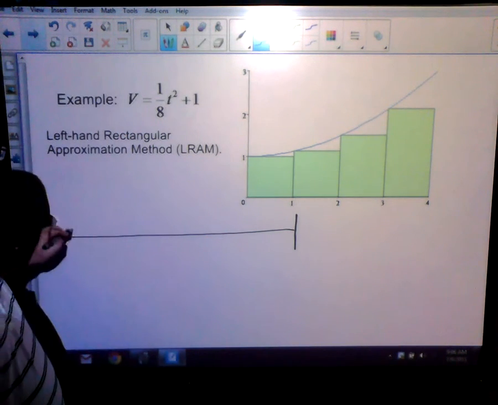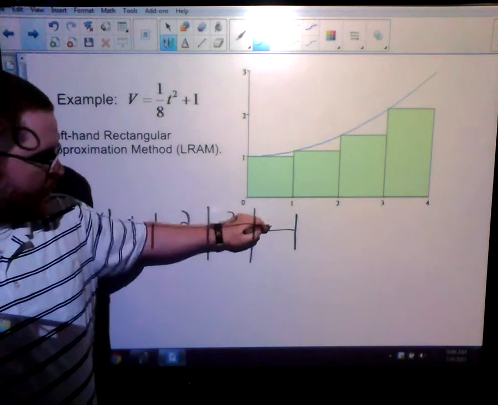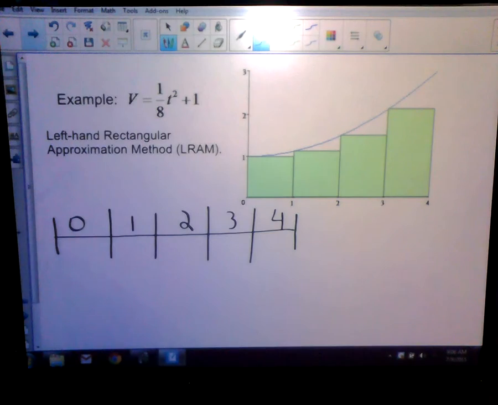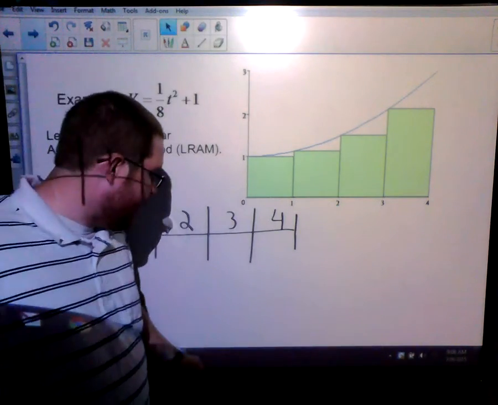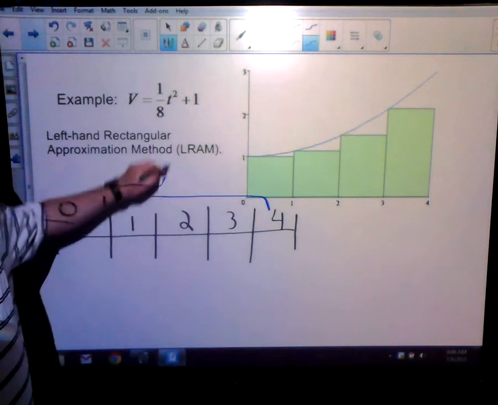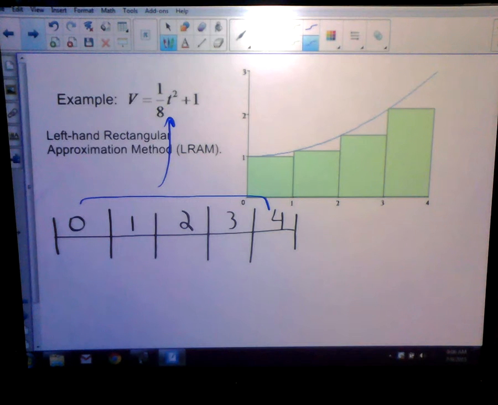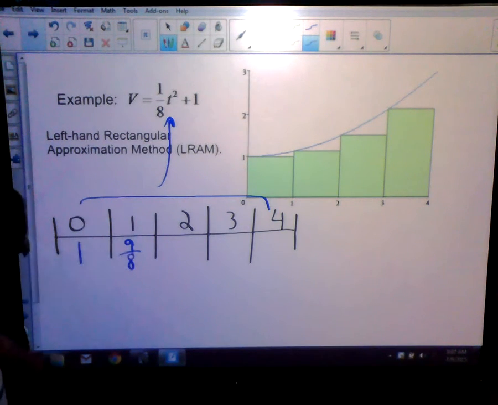My x values are 0, 1, 2, 3, and 4. Those are the x values that I see on this graph. Now, how do I find the y values? I take these numbers and I plug them into the equation. If you plug in 0, you're going to get 1. If you plug in 1, you're going to get 1/8 plus 1, which is 9/8.